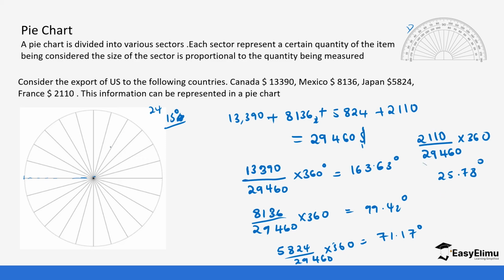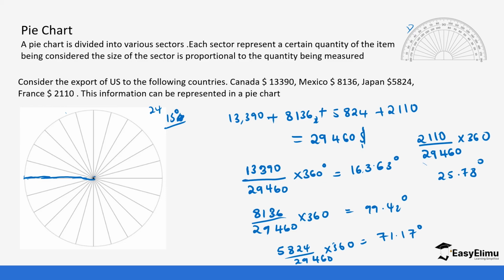After that, now you represent. Remember we said you get a starting point, you draw a line from the center of the circle. So the first thing is 163.63. You place your protractor here on this line, and then you measure where 163 degrees is, and then you indicate using a pencil, and then you draw a line to the center, and then you shade it. But in this case, we know that every small section in our circle represents 15 degrees.